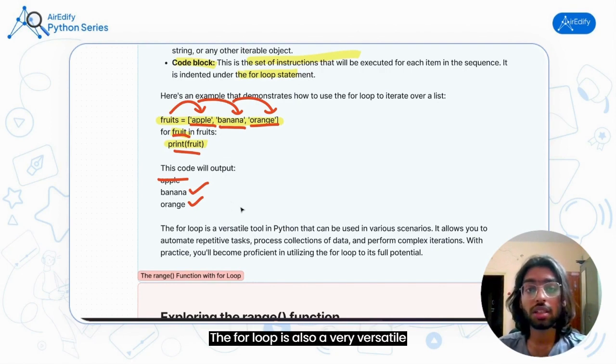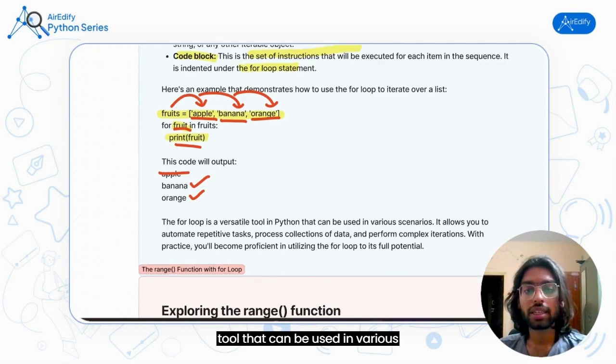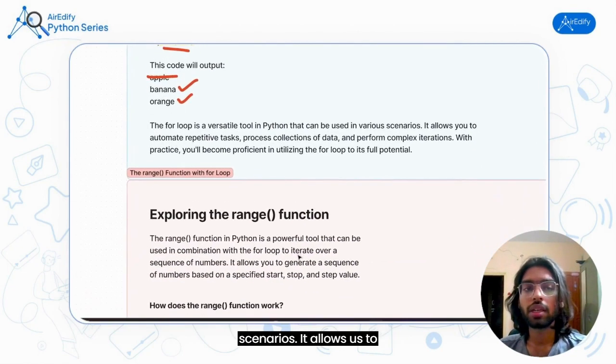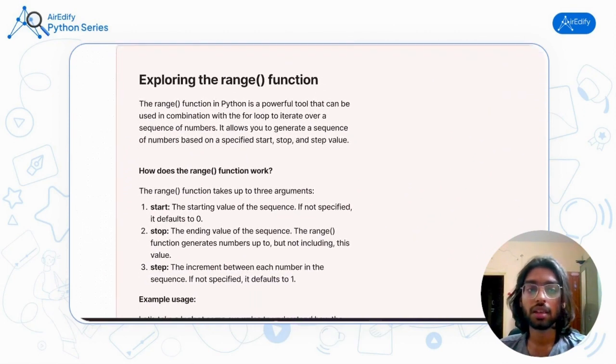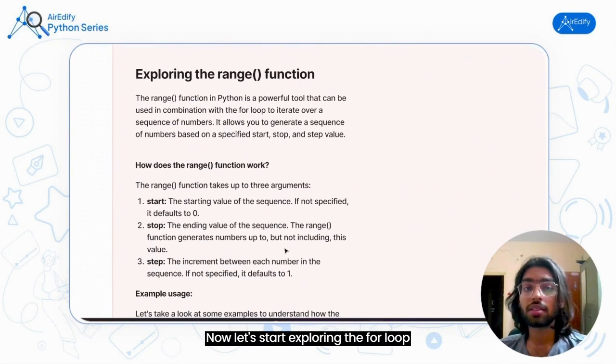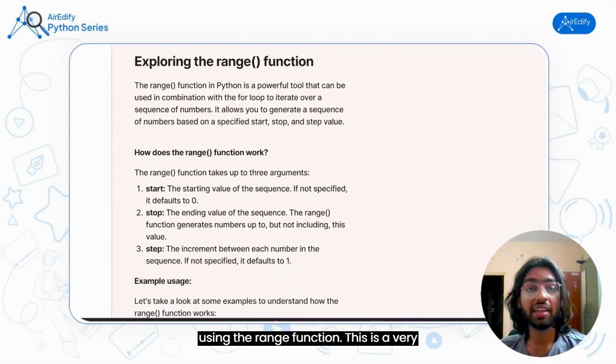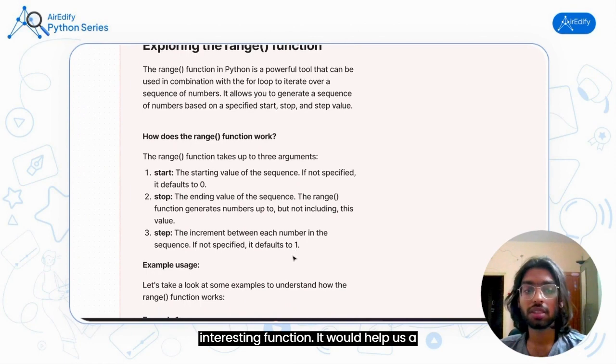The for loop is also a very versatile tool that can be used in various scenarios. It allows us to automate repetitive tasks. Now let's start exploring the for loop using the range function. This is a very interesting function. It would help us a lot.